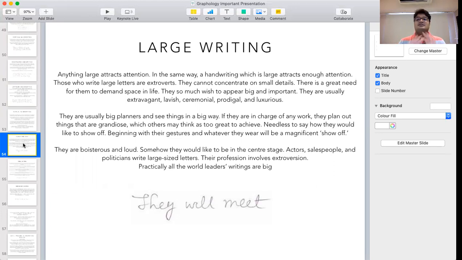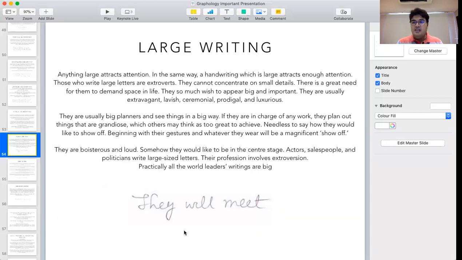Basically, someone who has grand plans in their life. They are boisterous and loud. Somehow, they would like to be in the center stage. So, examples of people: actors, salespeople, and politicians are large sized writers. Their profession involves extroversion. Practically all the world leaders' writings are big. So if you notice, this is large writing.